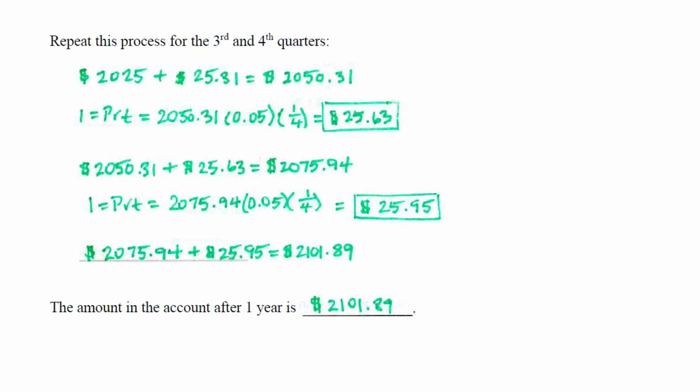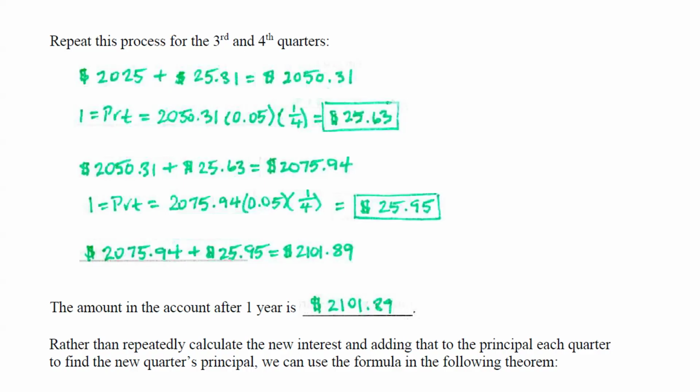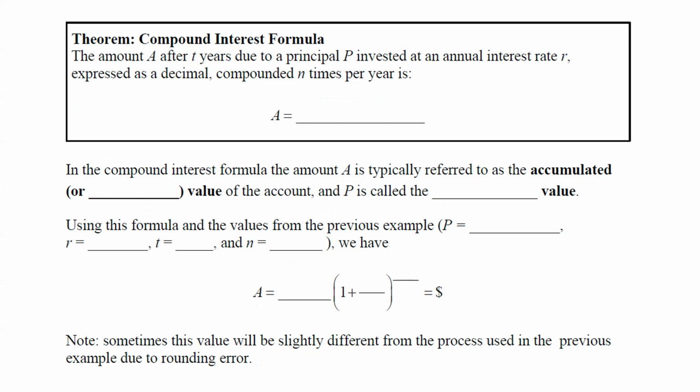Okay. So rather than repeatedly calculating the new interest and adding that to the principal each quarter to find the new quarter's principal, we can use the formula in the following theorem. So why are we going to use this formula? Well, just imagine that if you had to calculate 40 years of quarterly compounding, that's 160 separate calculations. That's a lot of calculations. So this formula does it all for us in one step.